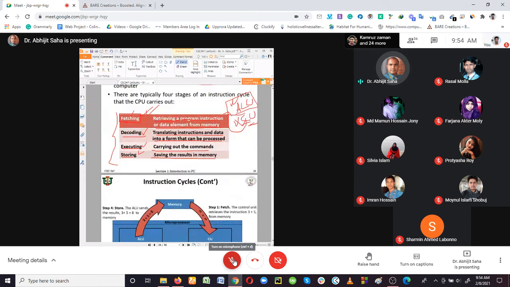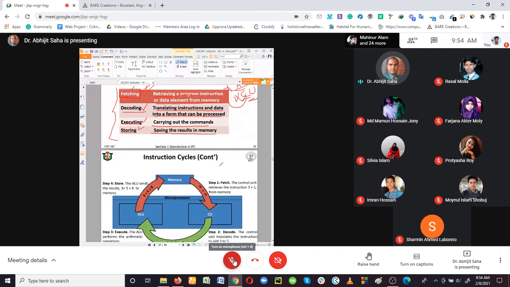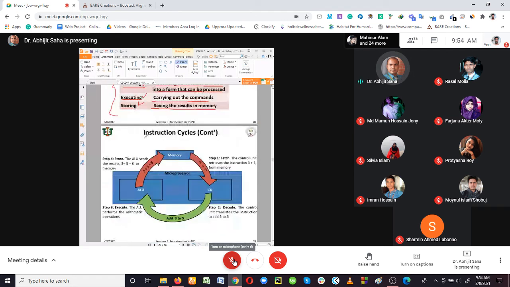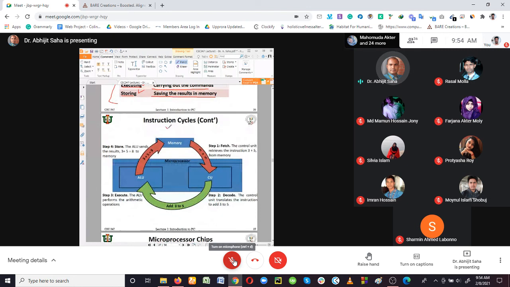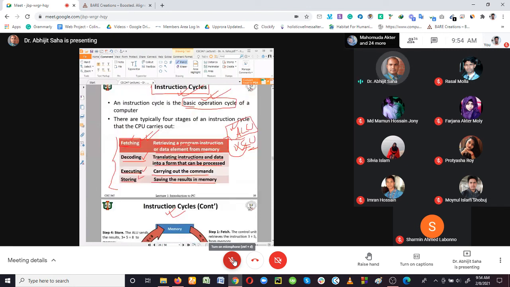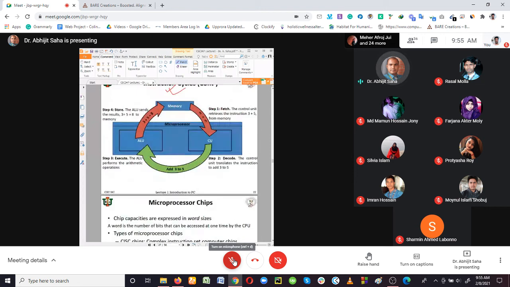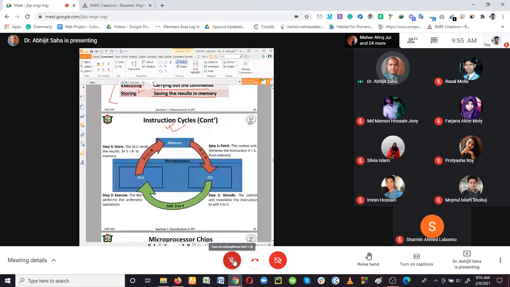So these are the four very important stages. We are going to see some future discussions. This instruction cycle is needed to understand, otherwise some other topics are not going to be understandable. That is why we have here a very nice example to understand the instruction cycle. We have already said there are four steps, four stages: fetch, decode, execute, and store.